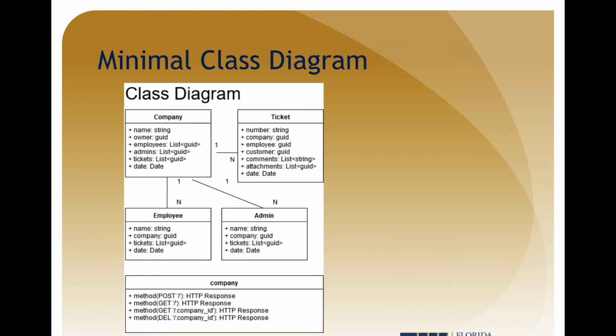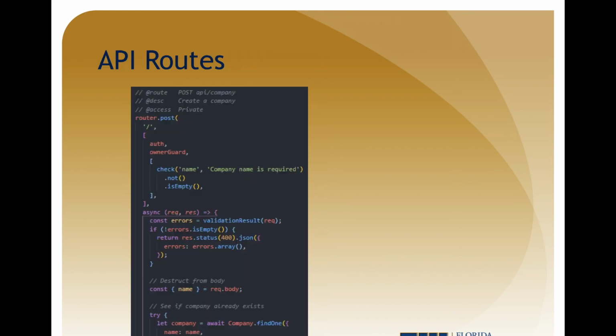Here's a class diagram in relation with company, ticket, admin, and employee, and the corresponding HTTP routes. Here's an example of an API route in our application. We have the base URL. We are using the authentication middleware and the owner guard middleware, so only owner users could enter this route.